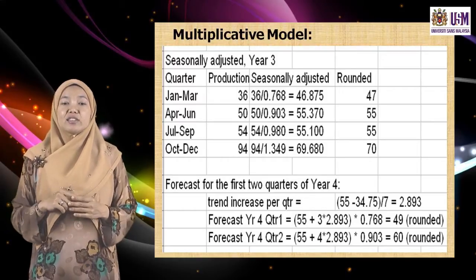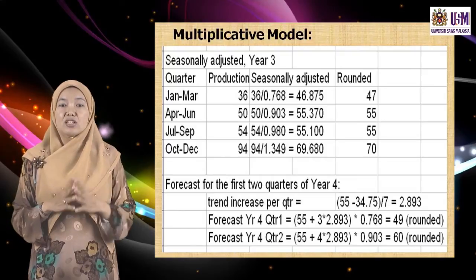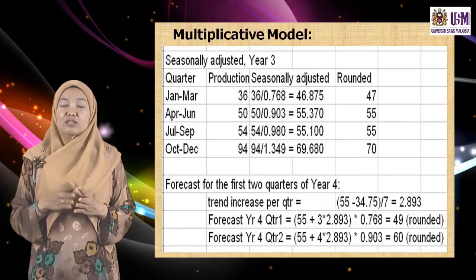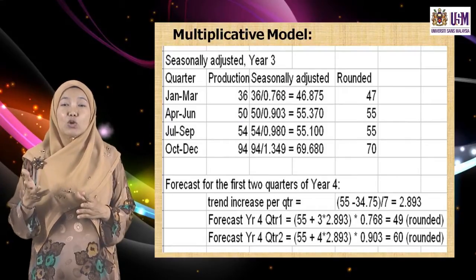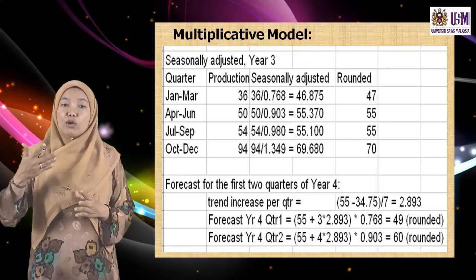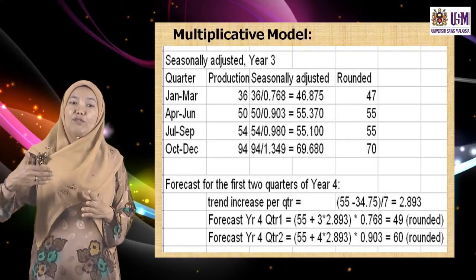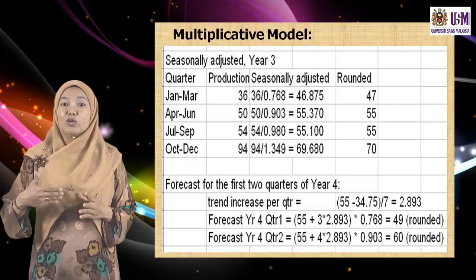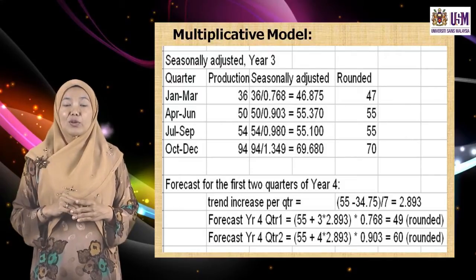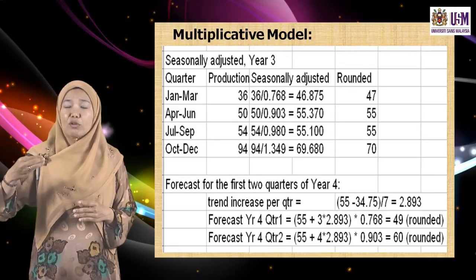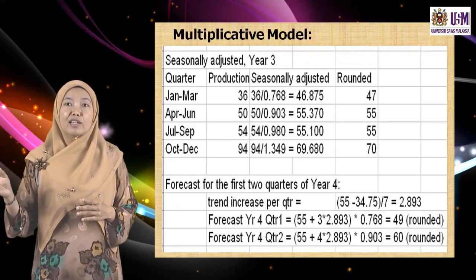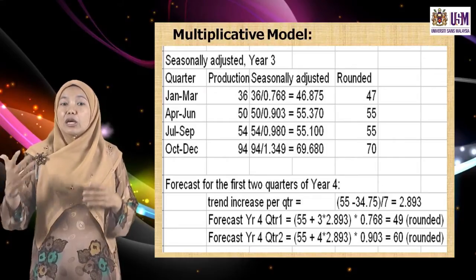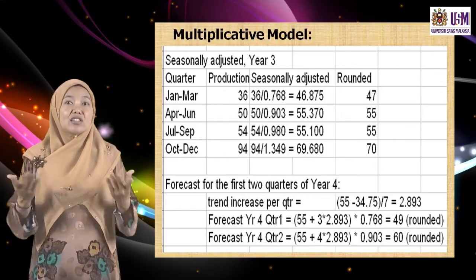So to forecast the production value for quarter 1 in year 4, you take the last available trend value, which is 55, from the second quarter in year 3. To move from the second quarter in year 3 to the first quarter in year 4, you need to jump 3 times. So bear in mind, that 55 trend value is from the second quarter in year 3, but you would like to forecast quarter 1 in year 4.